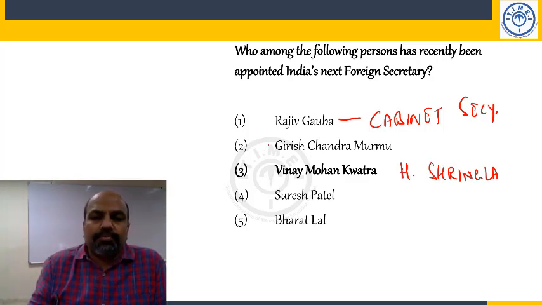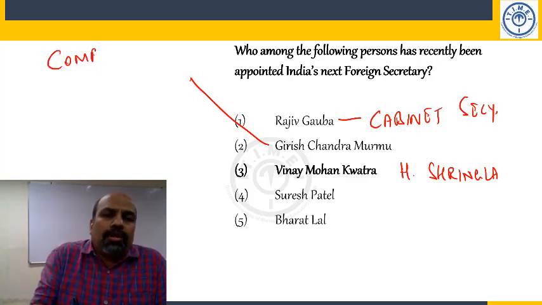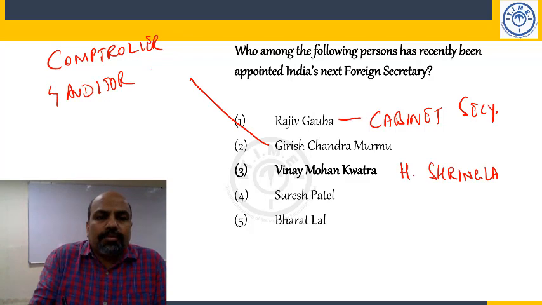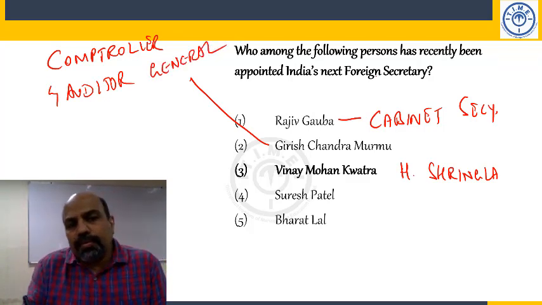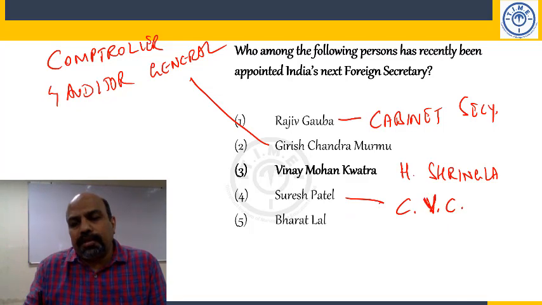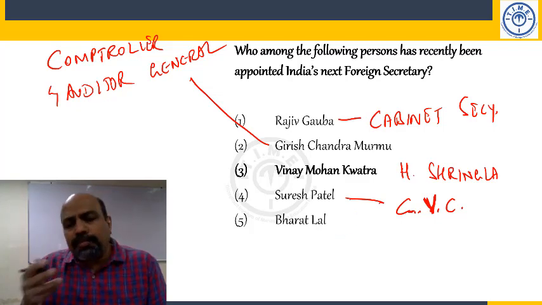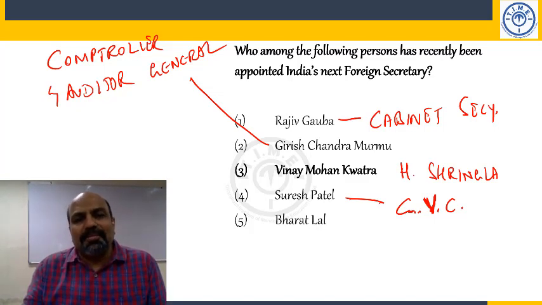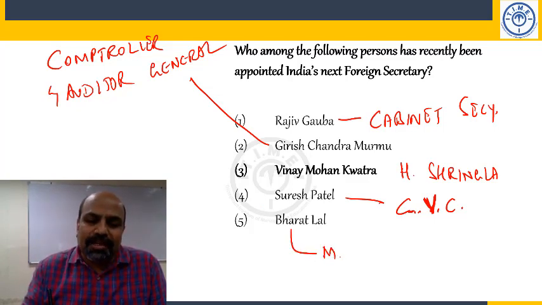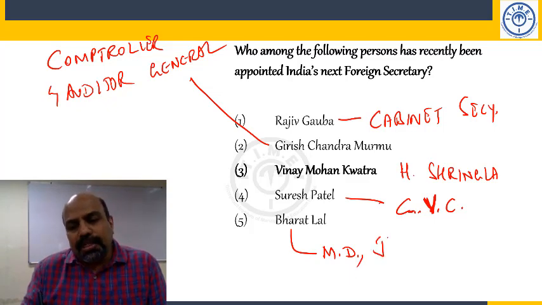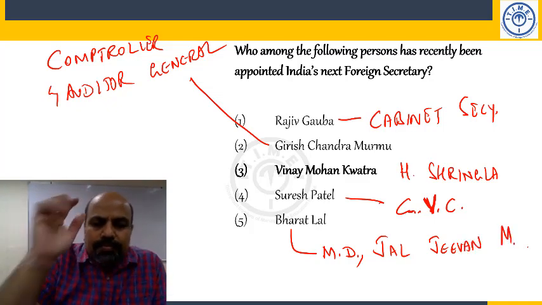Girish Chandra Murmu is the Comptroller and Auditor General, CAG. Suresh Patel, Chief Vigilance Commissioner. Bharat Lal, he is my namesake. I am Bharat, that guy is Bharat Lal, but apart from that, there is no other similarity. Bharat Lal is the Mission Director of Jal Jeevan Mission.